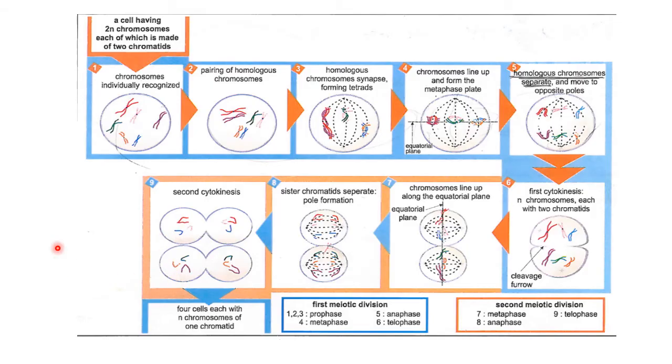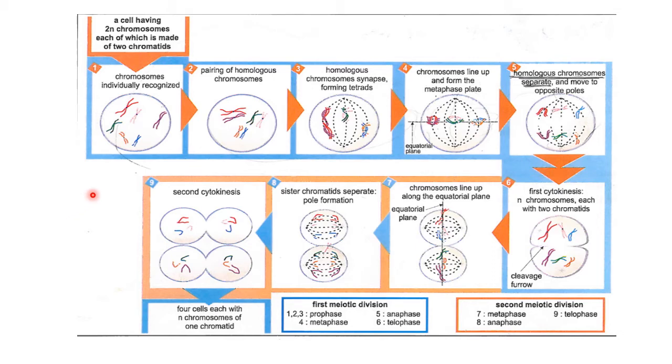Now we will talk about the phases of meiosis. We have two parts in meiosis: meiosis 1 or reductional division and meiosis 2 or equational division. In reductional division we have a reduction in the number of chromosomes from 46 to 23, and in equational we have the same number of chromosomes, 23 remains 23.